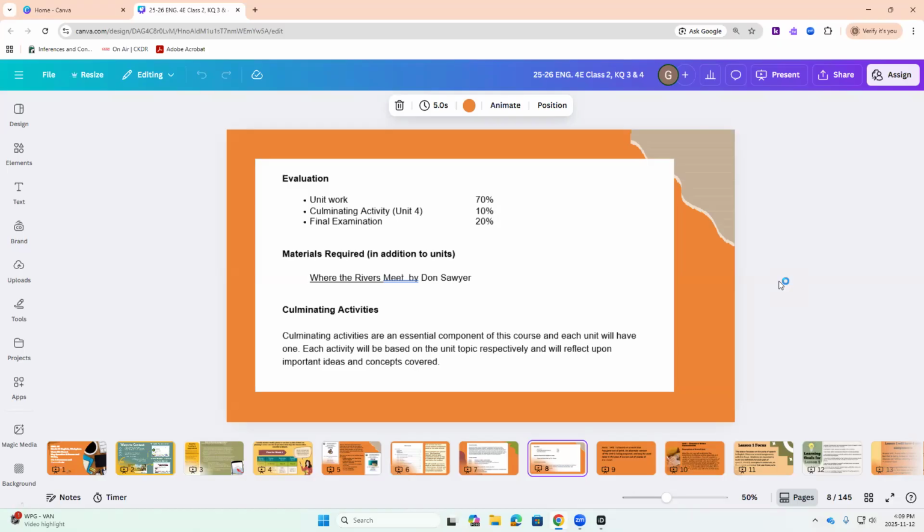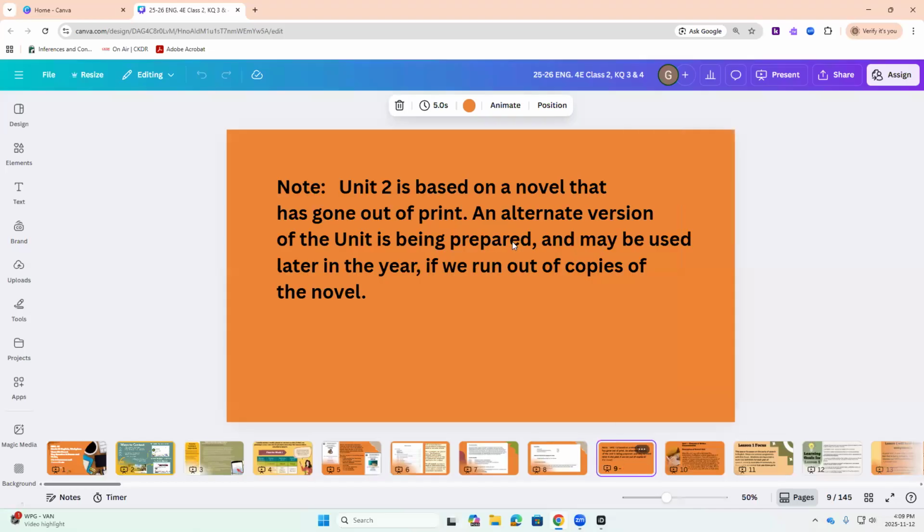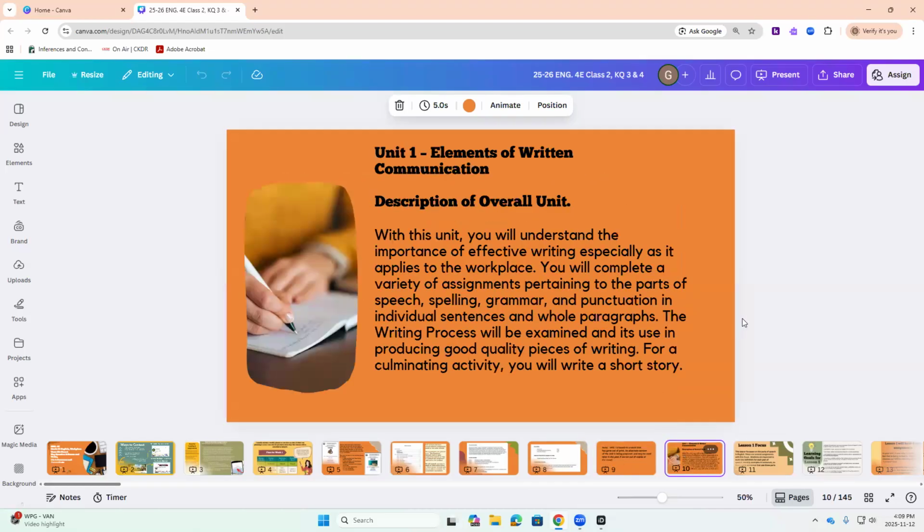Culminating activities are an essential component of the course. Sometimes people want to skip it. It's really hard to skip it and still pass. Unless you are an A student all the way through, it's pretty tricky to do, okay? Yep, talked about that.